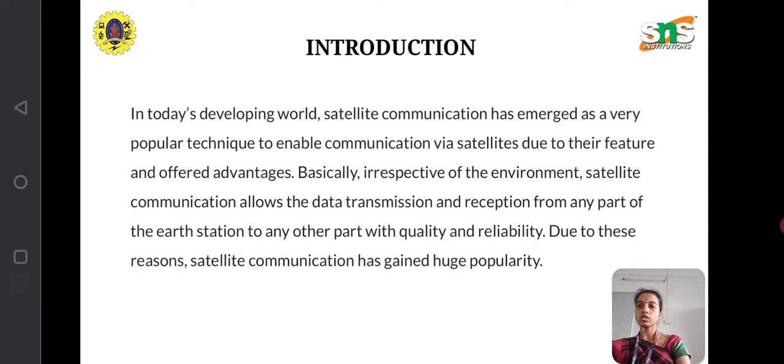Introduction. In today's developing world, satellite communication has emerged as a very popular technique to enable communication via satellite due to its features and advantages. Basically, irrespective of the environment, satellite communication allows data transmission and reception from any part of the Earth to any other part with quality and reliability. Due to these reasons, satellite communication has gained huge popularity.